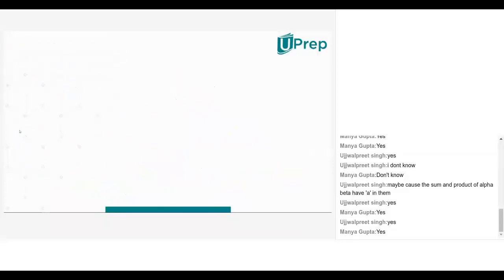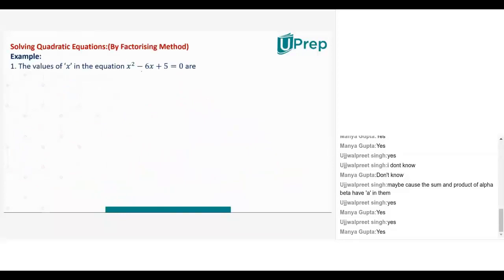Now let's try one simple problem to understand this method. Find the values of x given in this equation, x square minus 6x plus 5 equal to 0. Right. We will not consider the equation. We will only take the expression x square minus 6x plus 5.